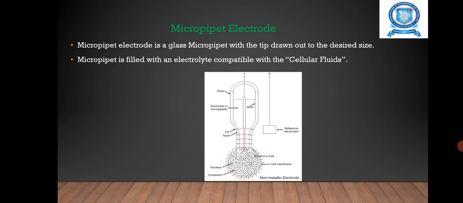Next one is micropipette electrode. It is a glass micropipette with the tip drawn out to the desired size. It is also filled with an electrolyte compatible with the cellular fluids. In this micropipette electrode, you have a dual interface. One interface consists of a metal wire that is in contact with the electrolyte solution inside the micropipette, and the other one is the electrolyte inside the pipette and the fluid inside or outside the wall.